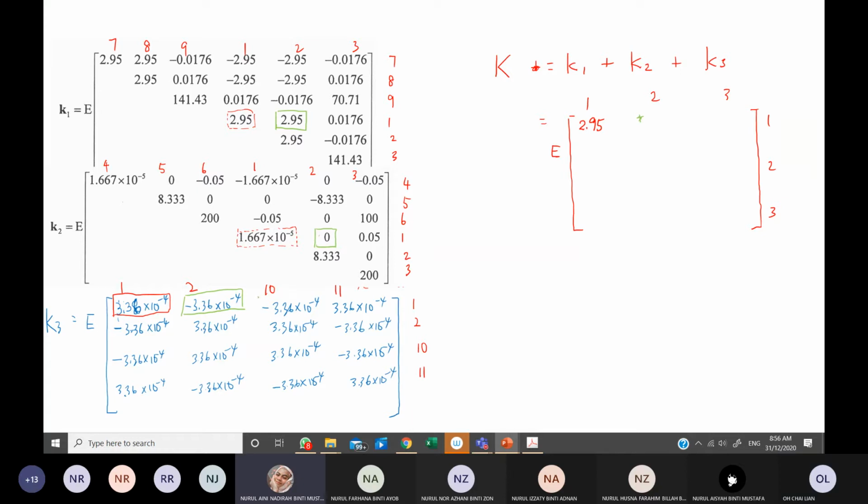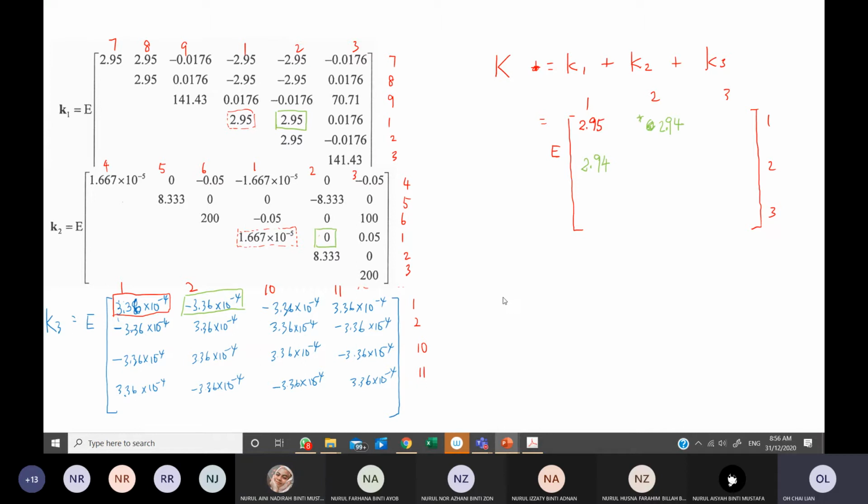And then plus negative 3.36 times 10 to the power of negative 10. Can you give me the value? So 2.94. 2.94. Okay, so we know that this is a mirror, so this will be 2.94 as well.